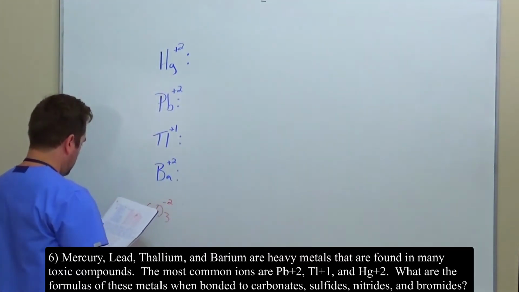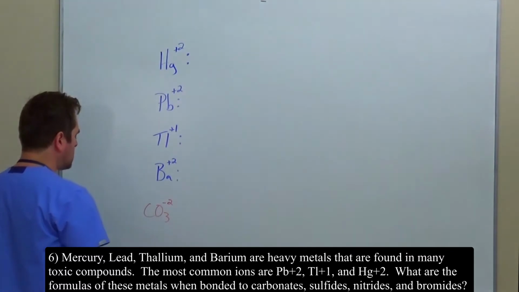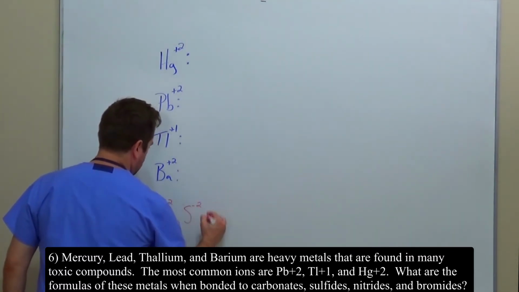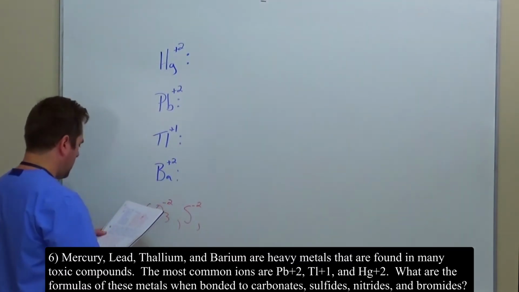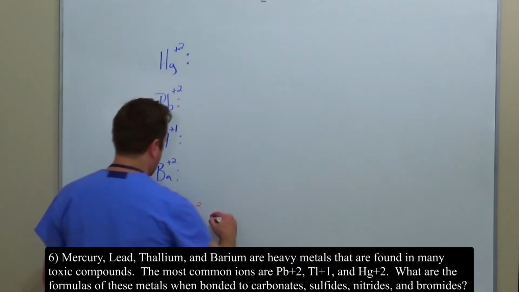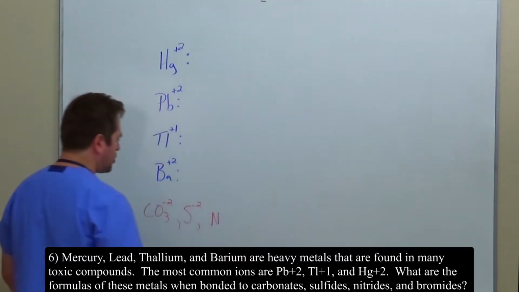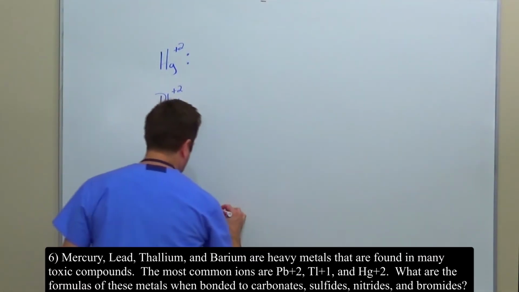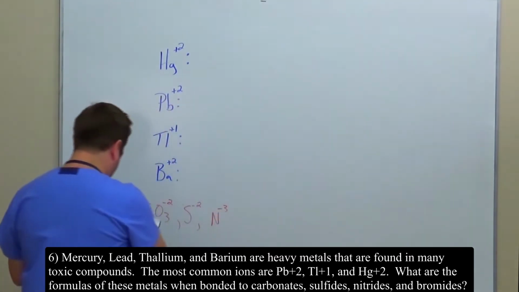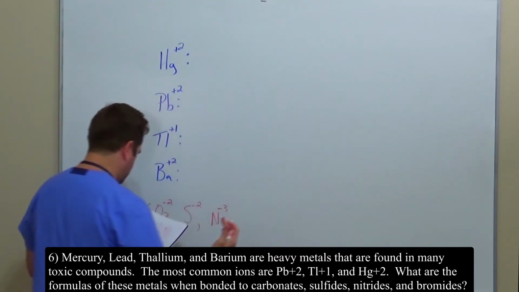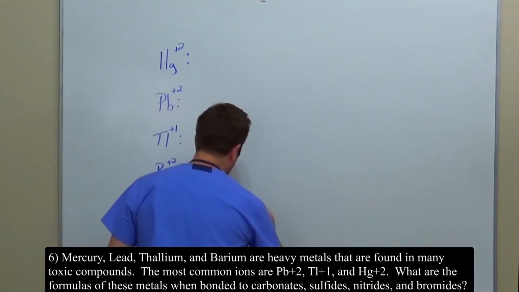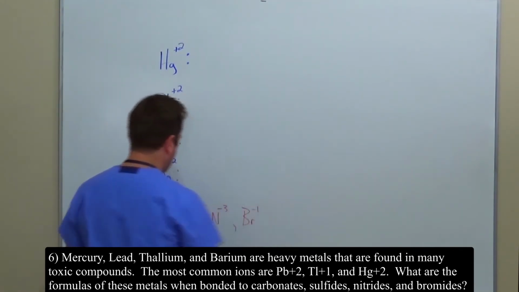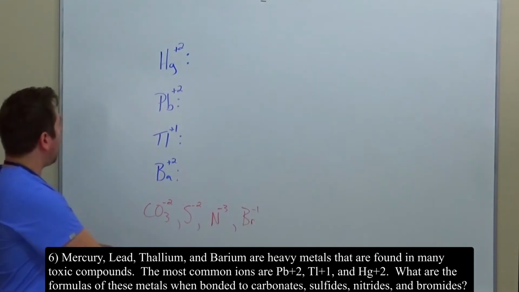What was next? We were told sulfides. Well, what's a sulfide? Sulfide is just sulfur, and that's going to be -2. What else? Nitrides. Nitrides would just be our individual nitrogens, and if you look at the group number, 5 minus 8, that's going to have an overall charge of -3. The last one was bromides. Bromides are all going to be -1. Okay, cool. All right, let's go for it.